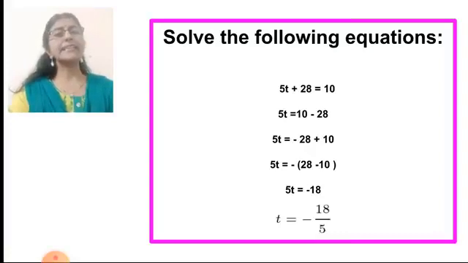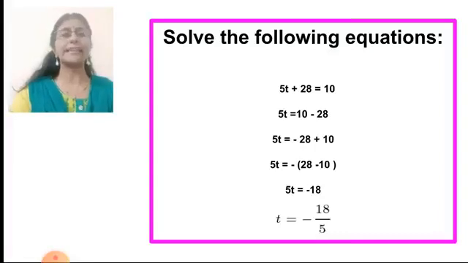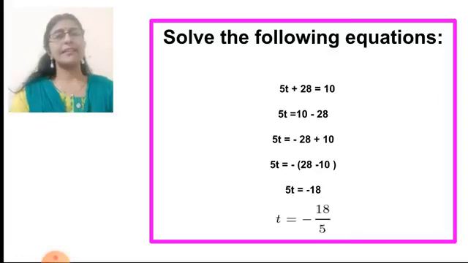Now you can rearrange it. 5t is equal to minus 28 plus 10. Now you can take the minus sign outside the bracket, because if you take the minus sign outside the bracket, you can write 28 inside the bracket and plus 10 will become minus 10, because you know minus into minus is plus. Now you can subtract, 28 minus 10 is 18, and they have a common sign, minus. So we can write 5t is equal to minus 18.